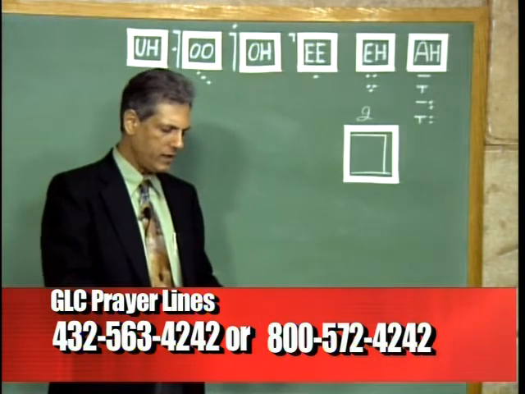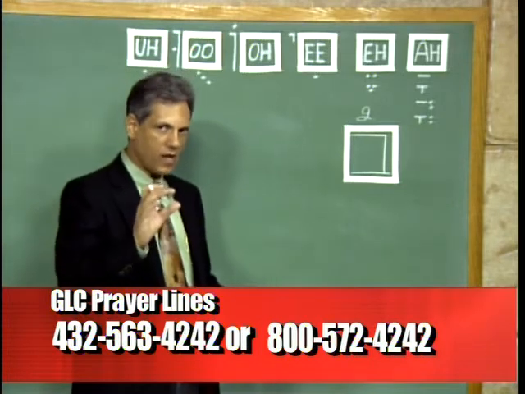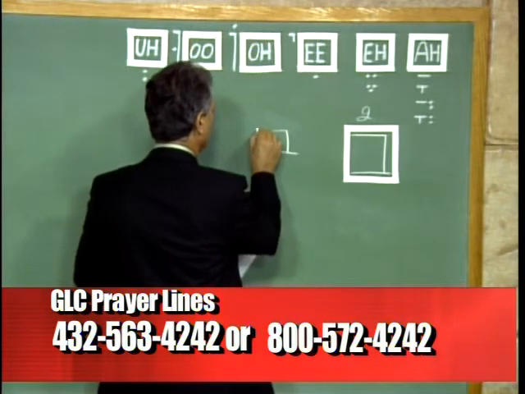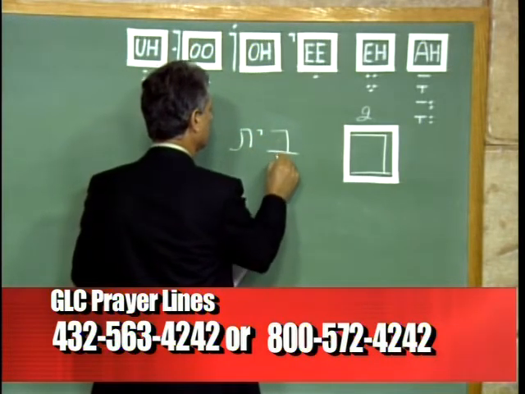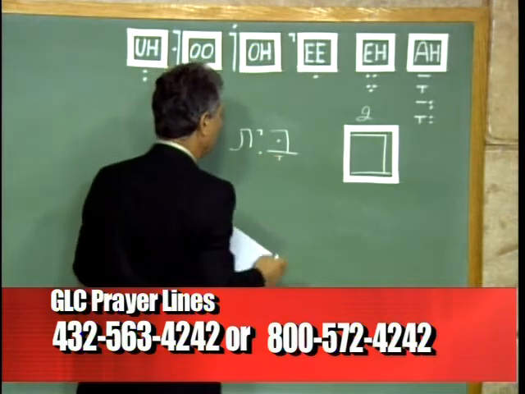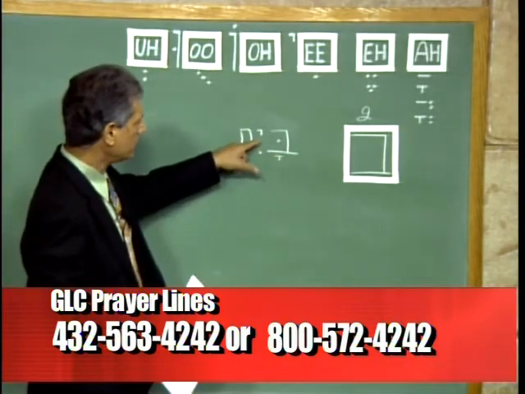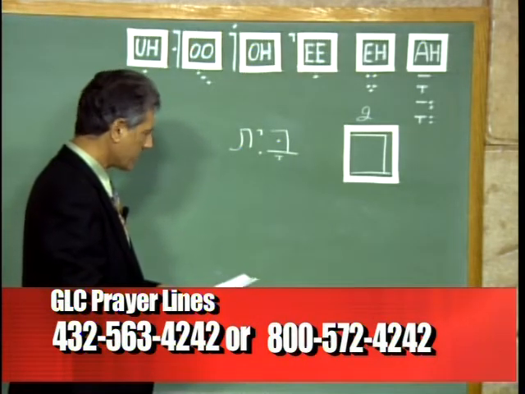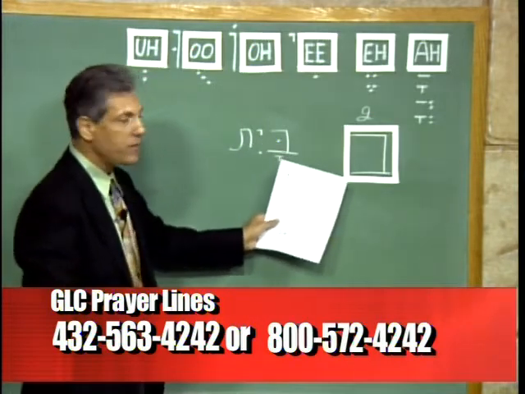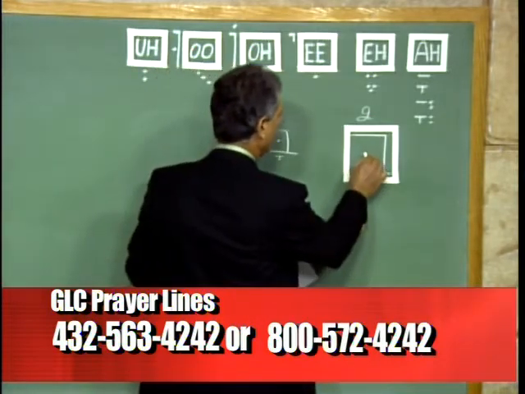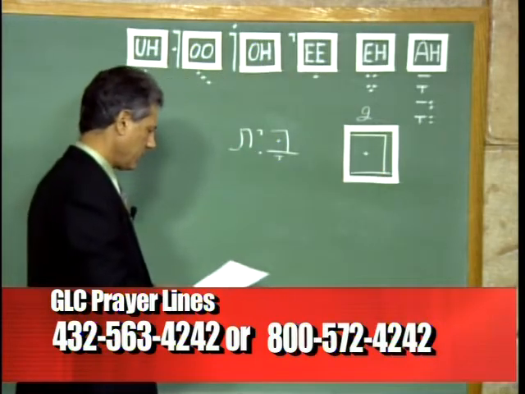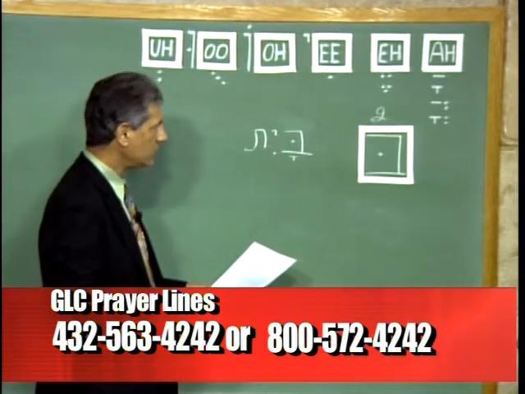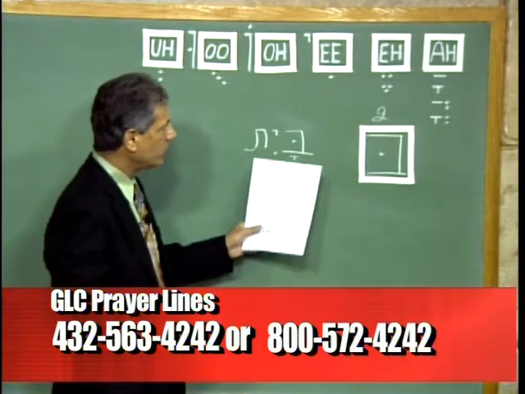The difference between Bayit, which is a house in Hebrew, the name of the letter, it would be spelled like this. Here is the letter Ba, and here is the Yud with an E sound, Bayit. That is the name of that letter. So the letter Bet with the Dagesh. This is how you read that letter.